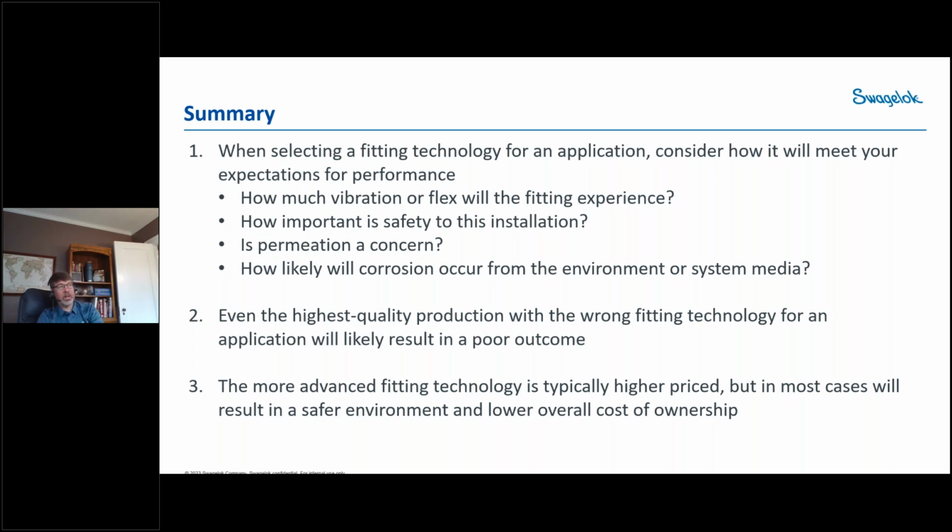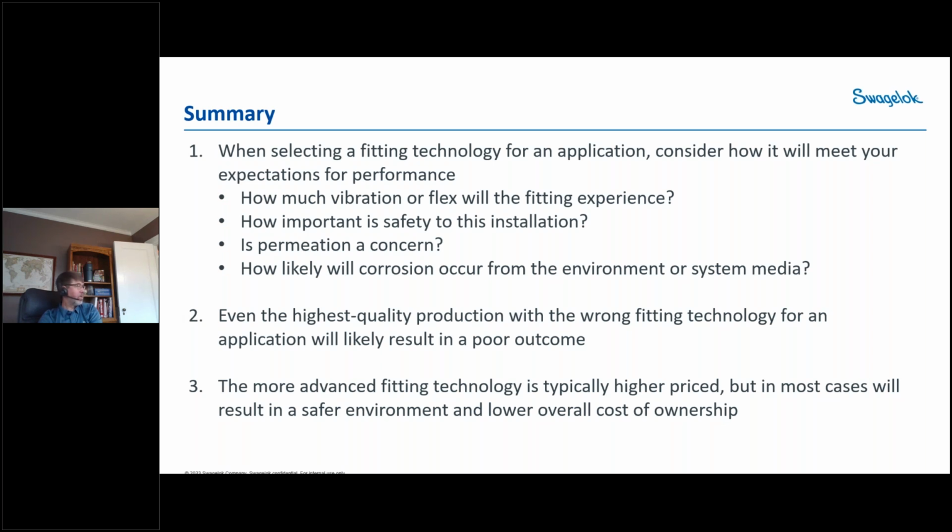And then lastly, how much corrosion is this fitting going to see? Is it in a corrosive environment? Is the media itself corrosive? And how much, does that fitting technology have stagnant areas of corrosive gas or corrosive environment that are going to wear the fitting away?